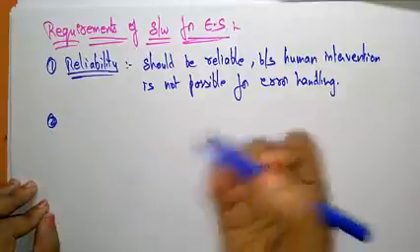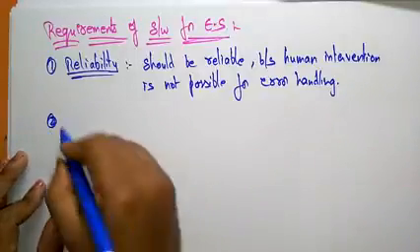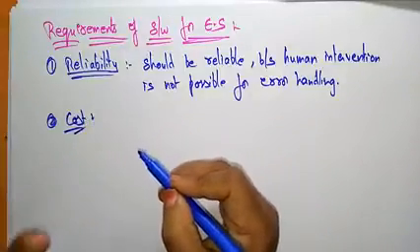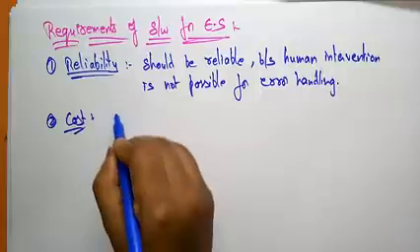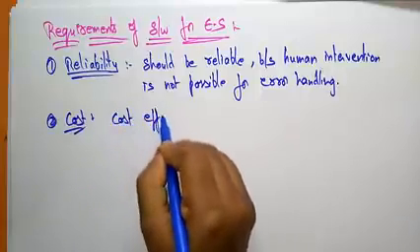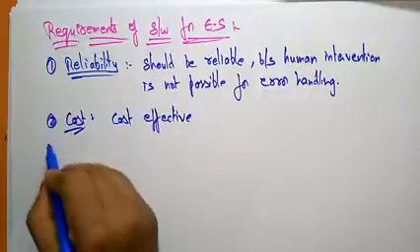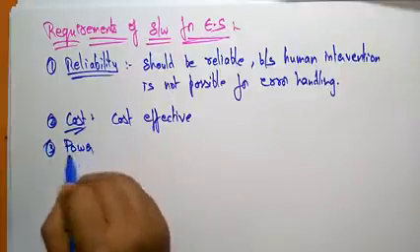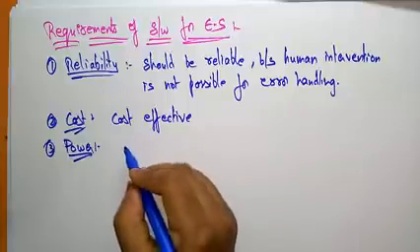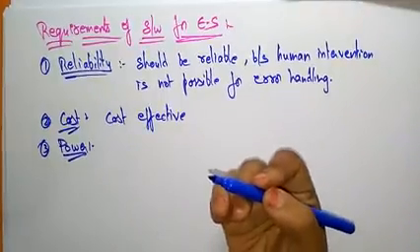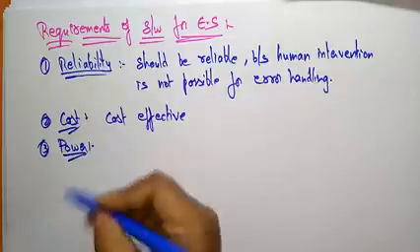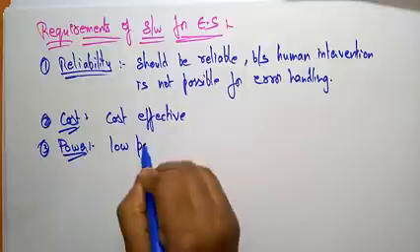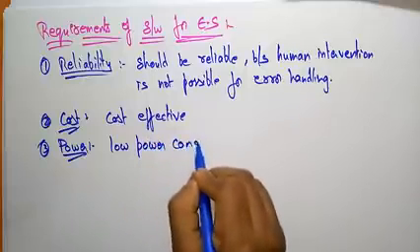The next requirement of software for embedded systems is cost. The cost should be effective while you're designing the software. And next, you have to think about power consumption. You have to design the embedded system to have the property of low power consumption.